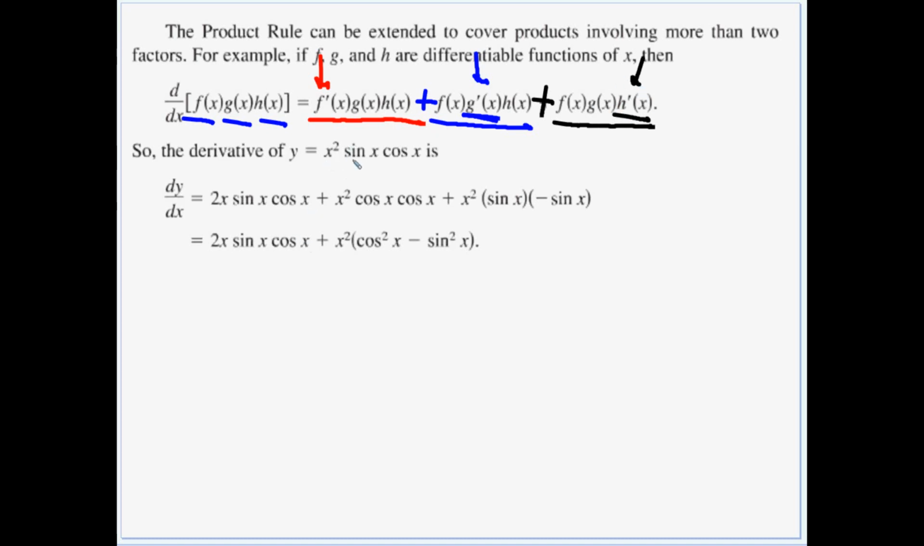So here's an example. If we had x squared, sine and cos, the derivative of x squared would be 2x. So it's the derivative of the first thing, 2x, we leave the other two alone. Here we left the x squared and this cos alone, but we derived sine to cos. And in the last one, x squared we left alone, sine we left alone, and the last term, cos, was derived to negative sine. So this can be extended to any number of products.